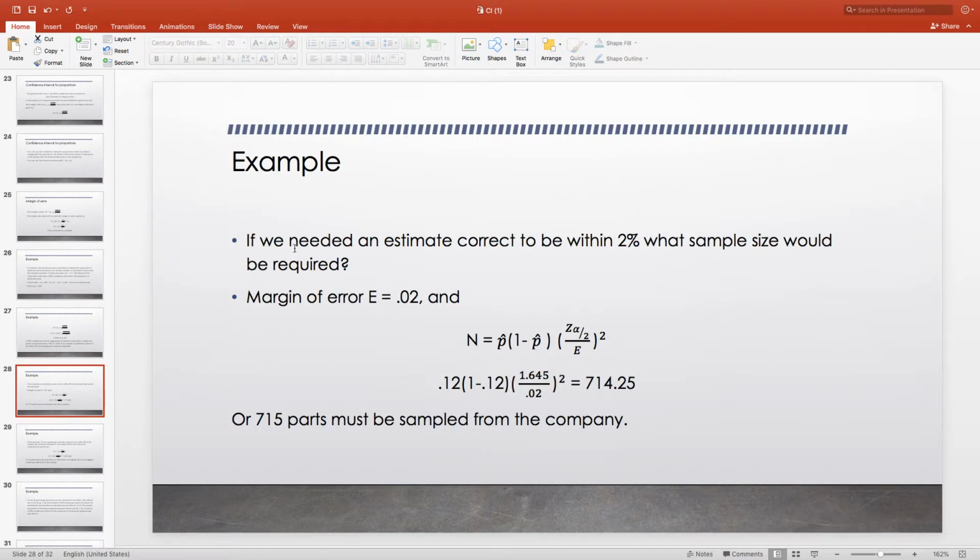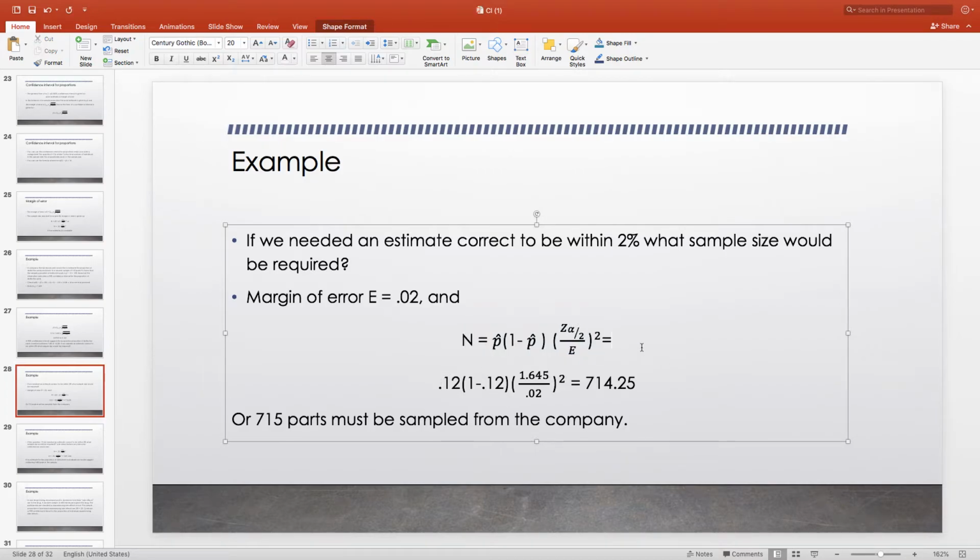We want our margin of error to be 2%, so we convert it to 0.02. It has to be in decimal form. Then, if we had a prior estimate, if we had 12% available, we're going to use this formula. We plug in the given information here, and it tells us we need to sample 715 parts. That's a lot of parts being dedicated to the sample. So like I said, it will be time consuming and costly to have a small margin of error.